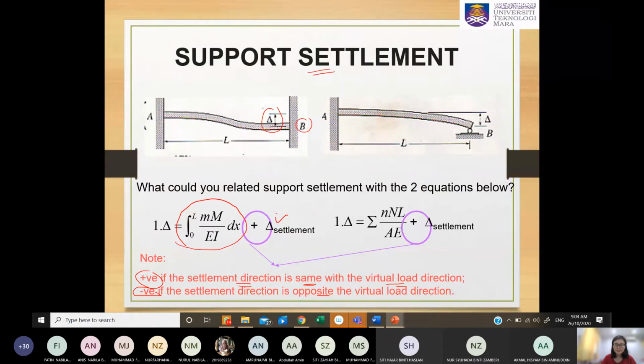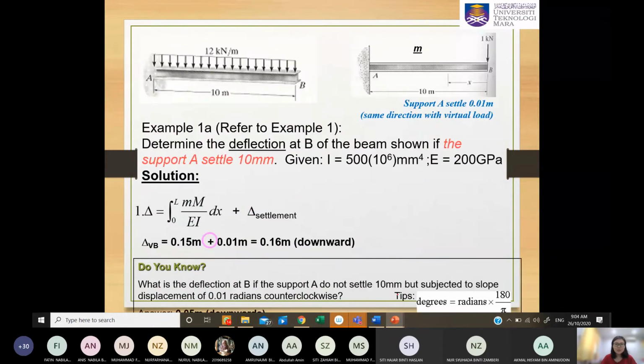Let's have a try. Let's refer back to example 1. Now we need to determine the deflection at B again. Now the support A has settled 10 mm. So we need to add in the effect of this 10 mm delta settlement, and go back to the tips. Now the support settlement is going down, right?